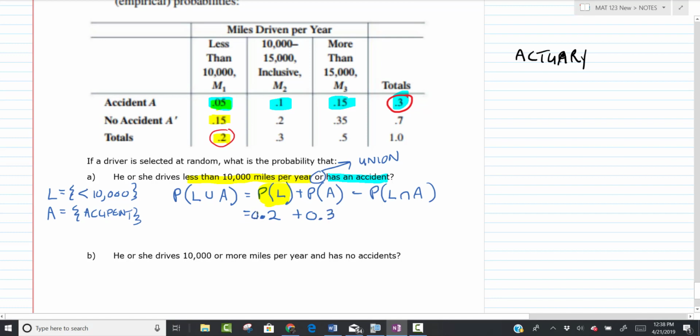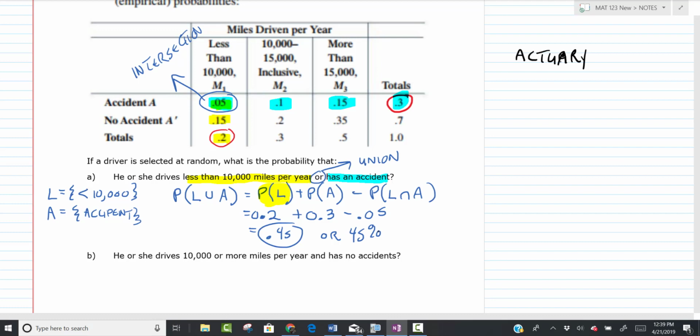Okay, so the next thing is they drive less than 10,000 and they have an accident. What's that? That's this part right here. That part is your intersection. That means that if we don't subtract that off, we're counting that twice. So what we need to do is subtract off that 0.05. Now you can go to your calculator. That would be 50% minus 5%. That would be 0.45, or there's a 45% chance that somebody drives less than 10,000 miles or has an accident. Okay, that's how that goes.